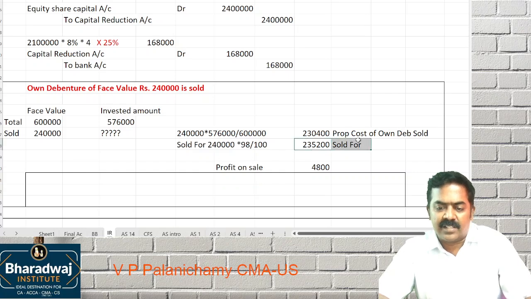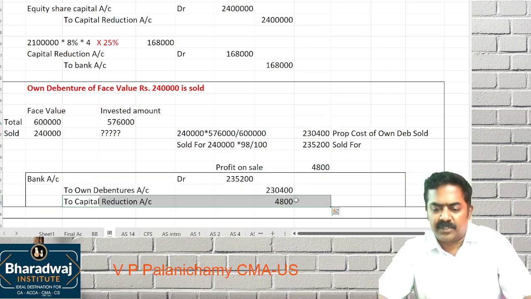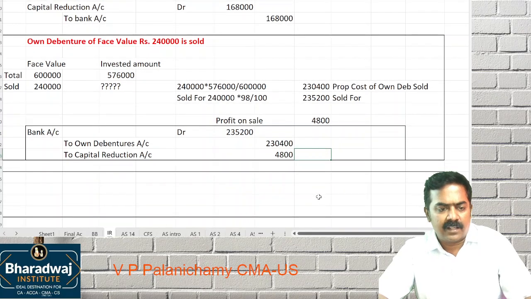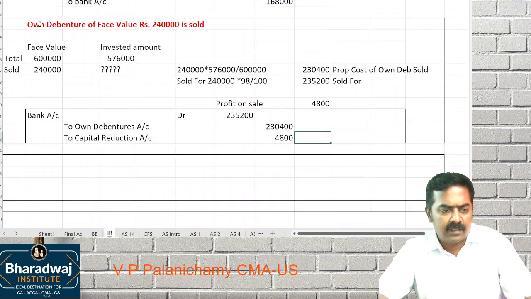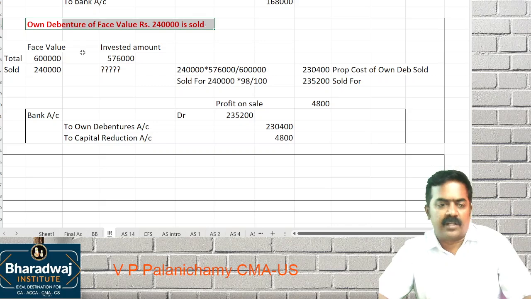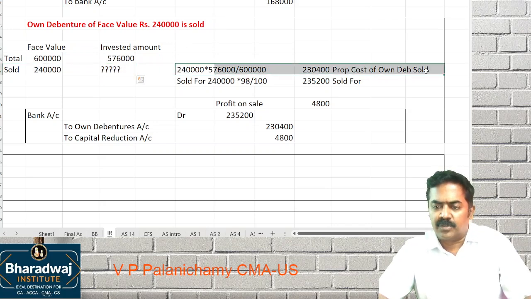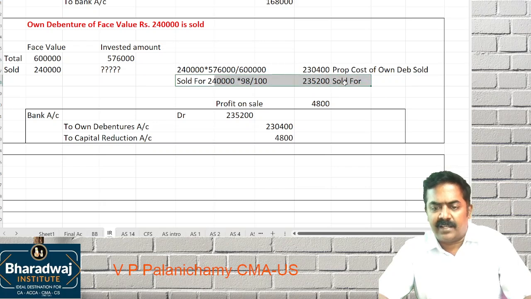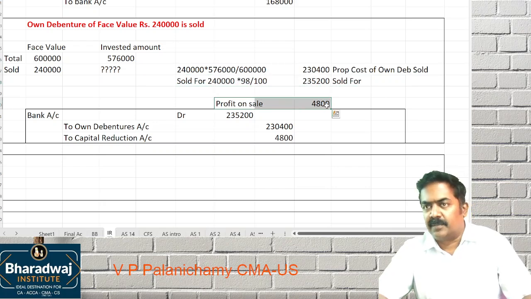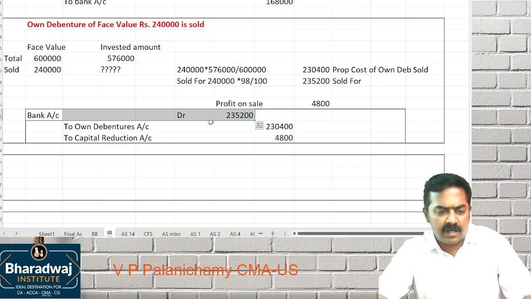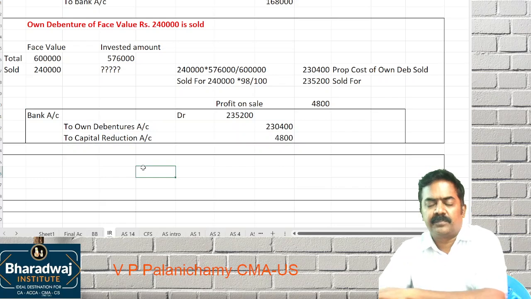Wait. What is the journal entry we'll pass? We'll get money. What is the entry? Bank account debit to own debenture investment 2,30,400. Profit will be transferred to capital reduction account. Profit will be transferred to which account? Capital reduction account. I repeat, we sold own debentures of 2 lakh 40,000. For 6 lakhs, if the amount invested is 5 lakh 76,000, for 2 lakh 40,000, proportionately 2 lakh 30,400. We sold at 98 cum interest. Profit on sale is 4,800. Bank account debit, own debentures account credit, and capital reduction account credit.